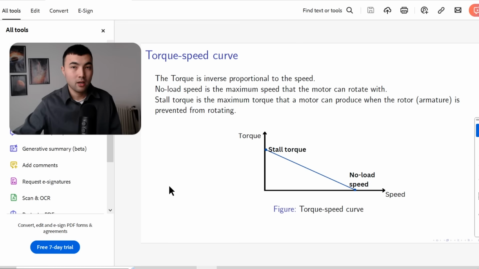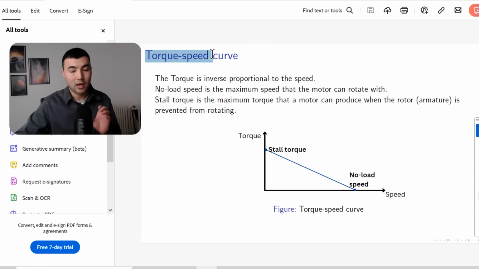So we know two basic concepts: torque and rotational speed, let's say velocity. Next thing we have to talk about is the torque speed curve. This is an essential concept in motor control, so I ask you to listen to all of this carefully.